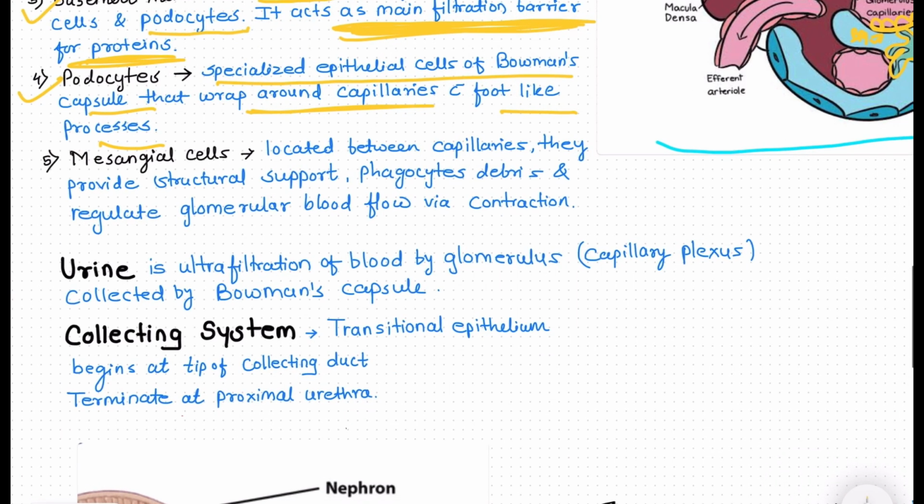Then come to mesangial cells. So mesangial cells are located between capillaries, and they provide structural support, phagocytose debris, and regulate glomerular blood flow via contraction.